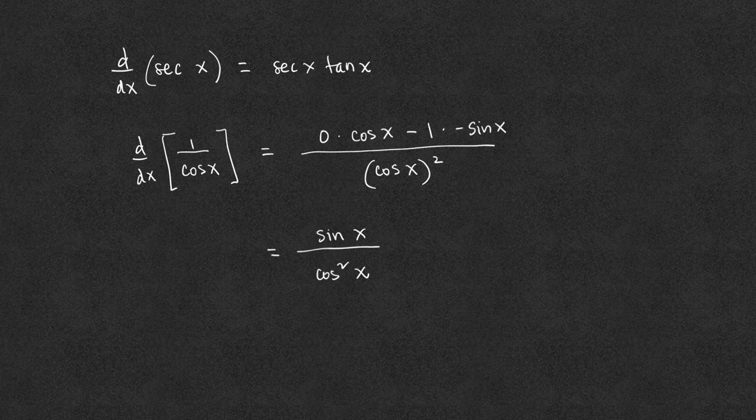This is the derivative of secant of x, but with the convention, we rewrite it as 1 over cosine of x times sine of x over cosine of x. But the first factor, 1 over cosine of x, is secant of x, and the second factor, sine of x over cosine of x, is tangent of x. Thus, the derivative of secant of x is secant of x times tangent of x.